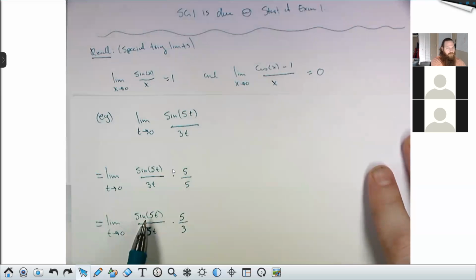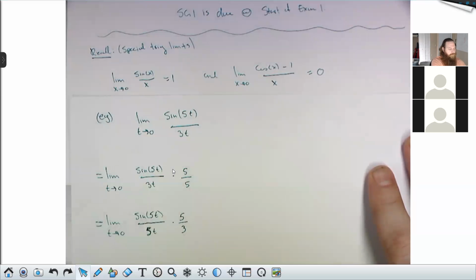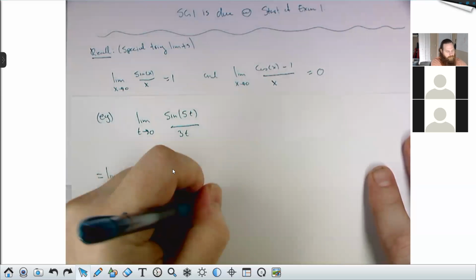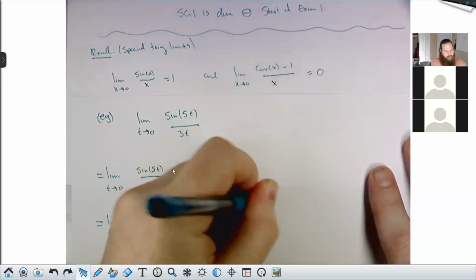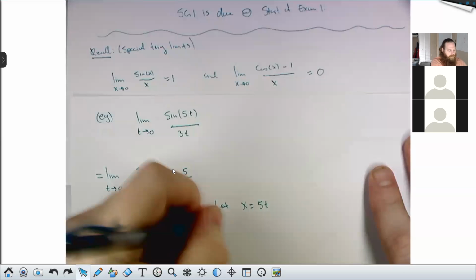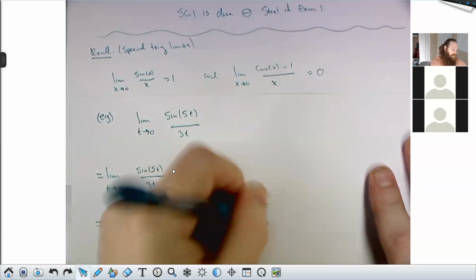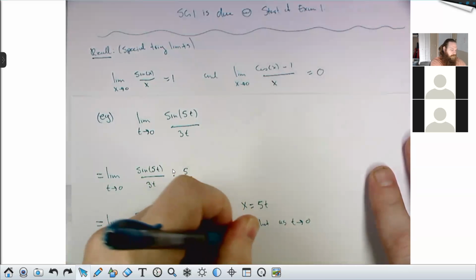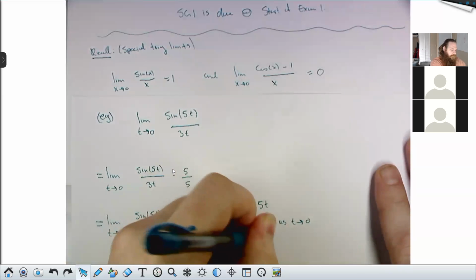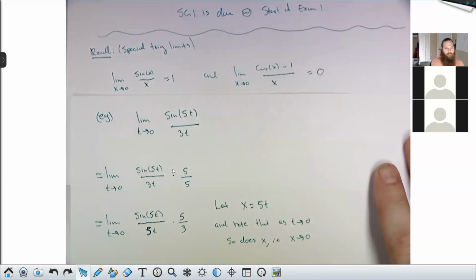Now, if you look at this expression, it's looking more and more like this. I've got sine of some stuff over that same stuff, right? Sine of 5t over 5t. And the technical way to do this is to make a little substitution. I would let x be 5t. And note that as t goes to 0, so does x, i.e., x goes to 0 too.